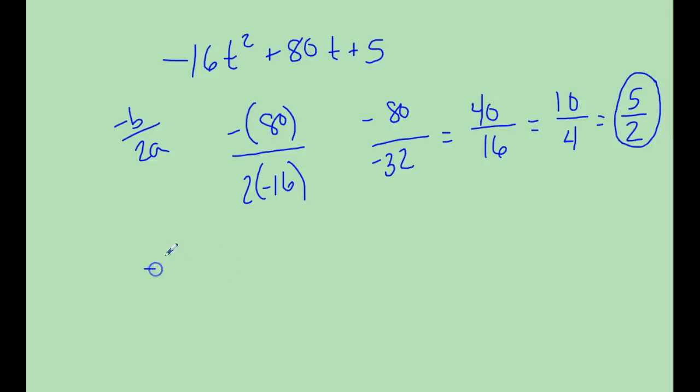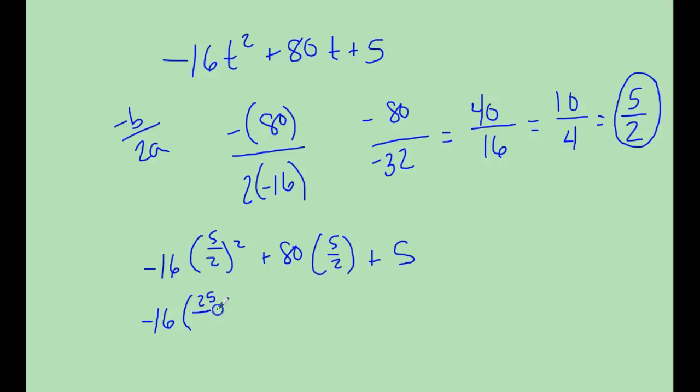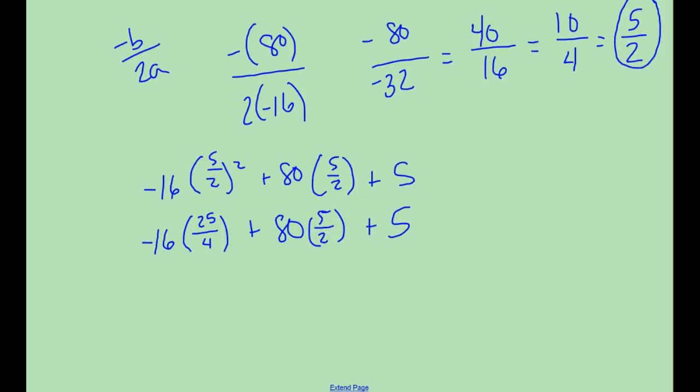So now I go ahead and plug that back in. Negative 16 times 5 over 2 squared plus 80 times 5 over 2 plus 5. The first thing I have to do is square my fraction. When I'm squaring a fraction, I square the numerator and I square the denominator. And then I'm just rewriting what I've got. So now let's go ahead and do the multiplying.